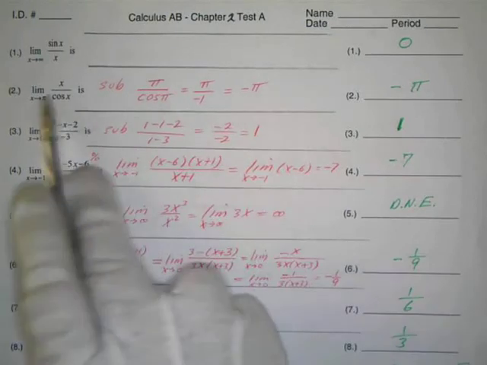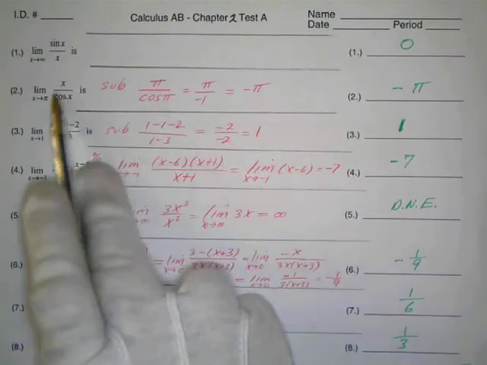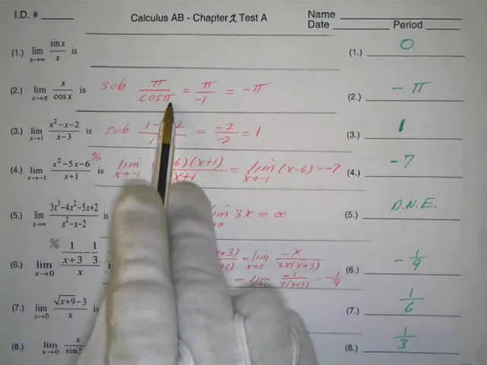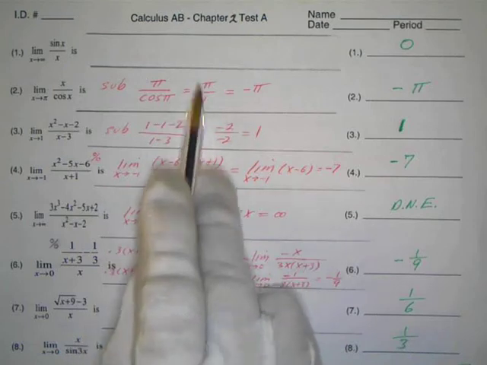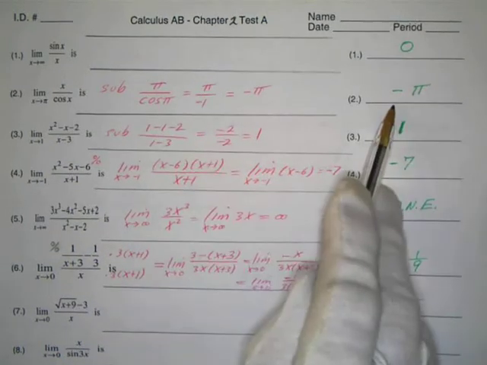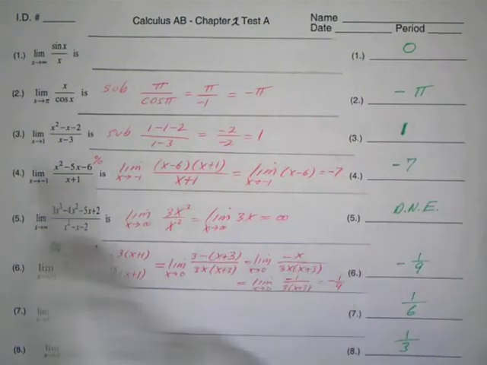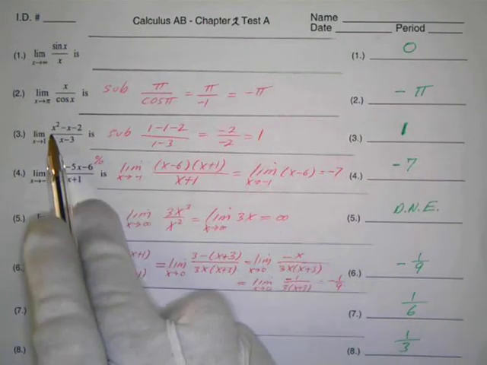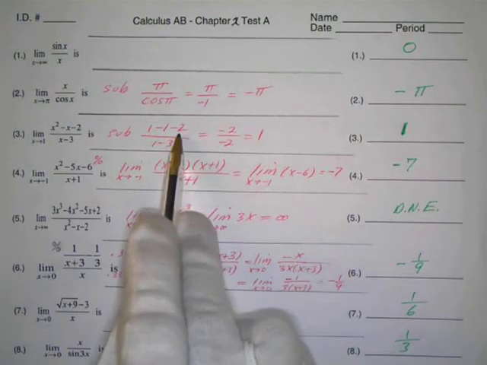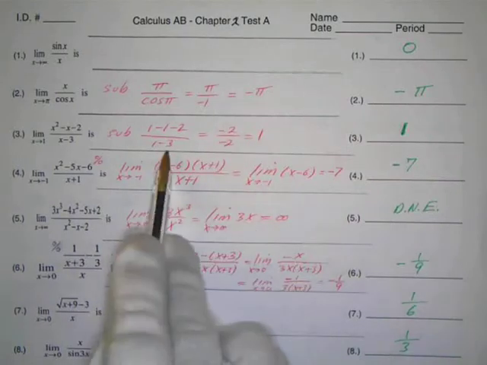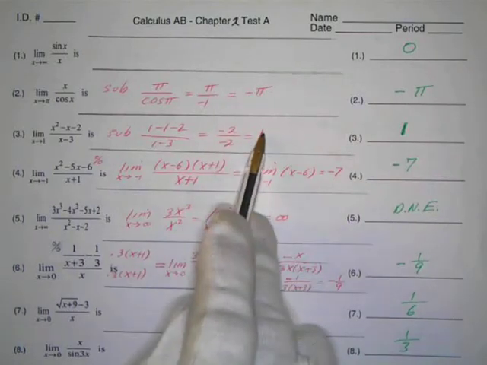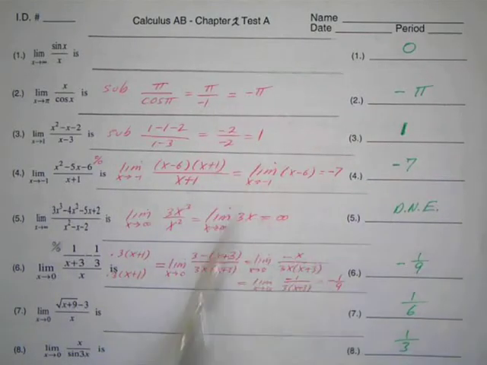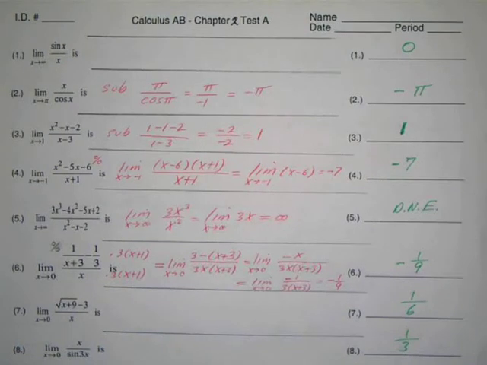So we just substitute in pi over cosine of pi, and the cosine of pi is -1, so we just have pi over -1, which is just negative pi. So that was straightforward substitution. Same thing in number 3, we just substitute. Let's try that. We get 1 squared is 1, minus 1 minus 2 is just -2, and then 1 minus 3 is -2, so we just have -2 over -2, which is 1.